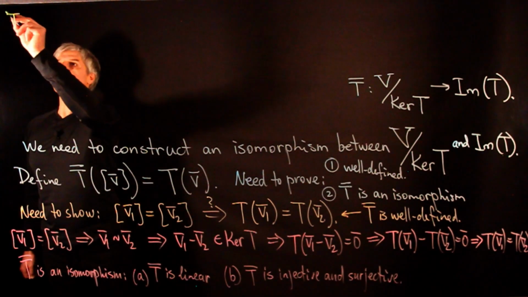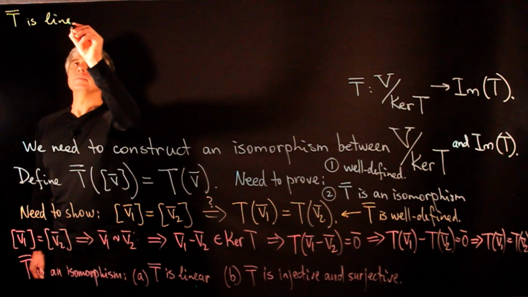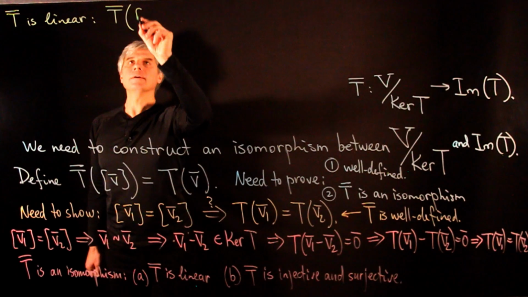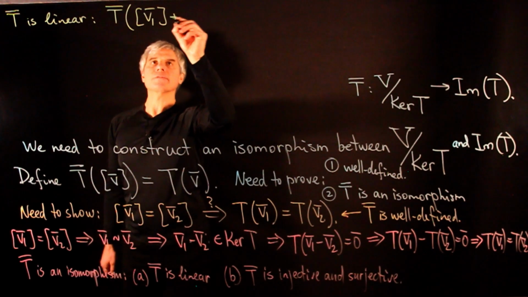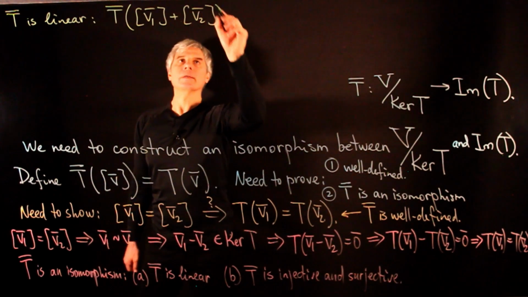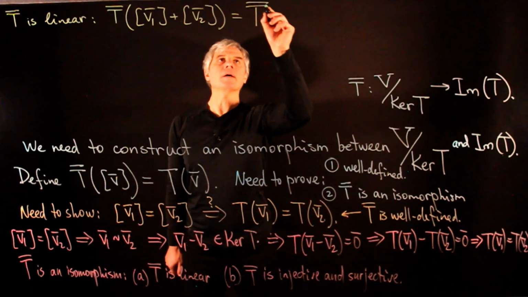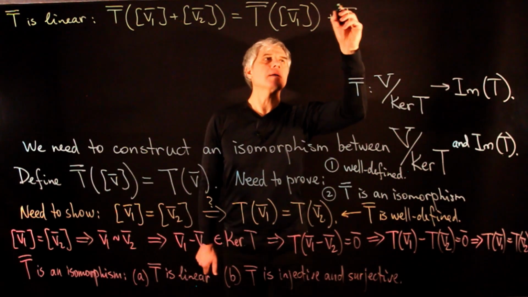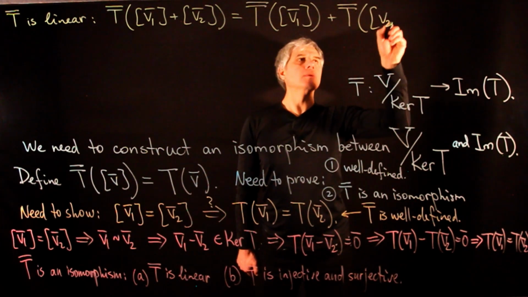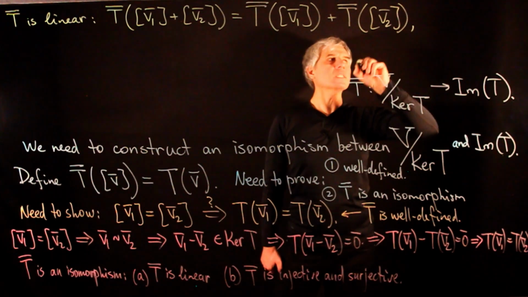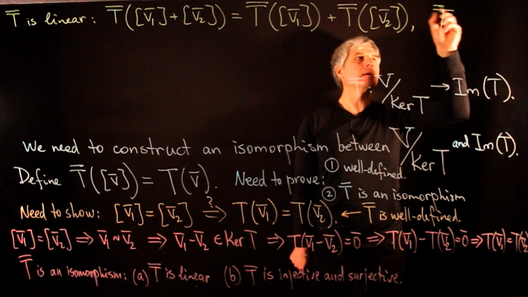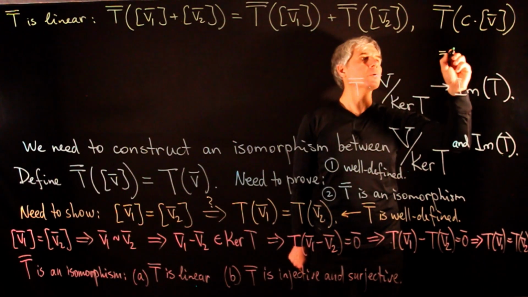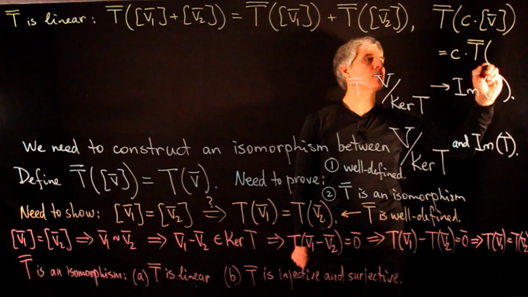Let us show that T bar is linear. For this, we need to show that T bar of the sum v1 plus v2 is equal to T bar of v1 plus T bar of v2. And the second property is that T bar of c times v is equal to c times T bar of v.